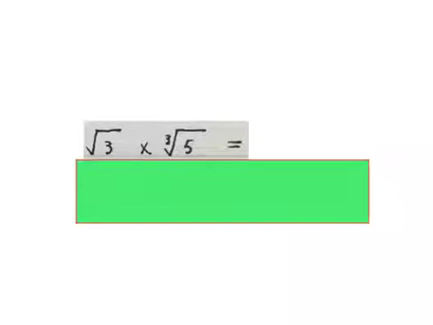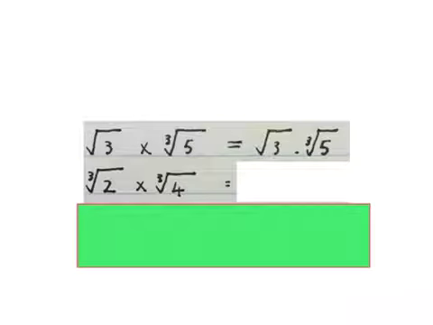Now be careful for the next two. We've got a square root of 3 times a cube root of 5. The roots are not of the same kind, so they are unlike. That means you just write square root of 3 times cube root of 5 and leave it like that. It can't be simplified further.